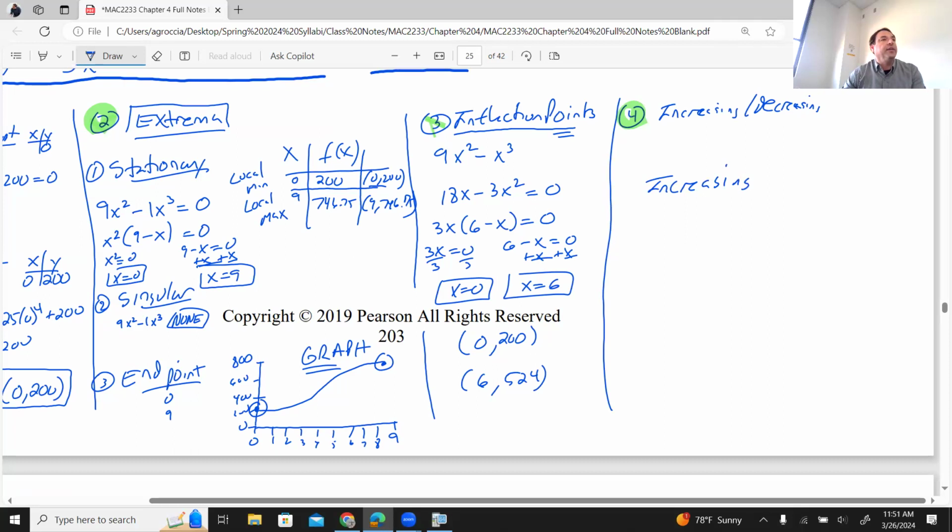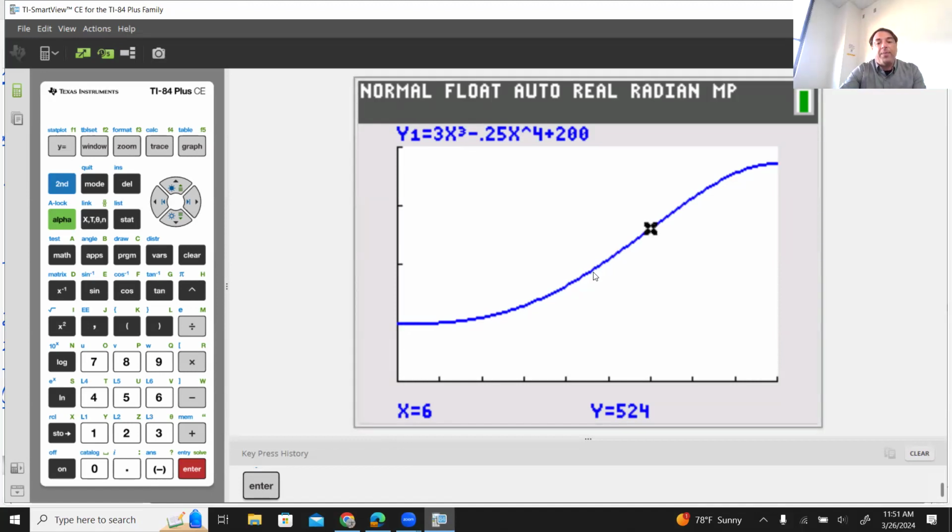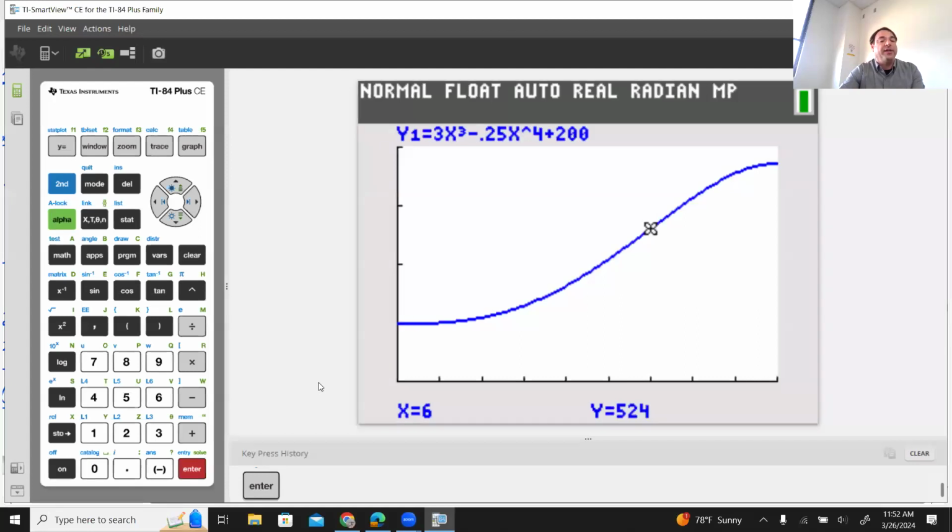When is the graph increasing? So let's look at the graph. When is it increasing? It's all increasing. Starting here, it only goes up. It never goes down. It's starting at a leveling off phase. So, that's a great question.